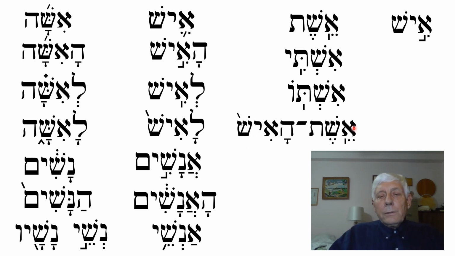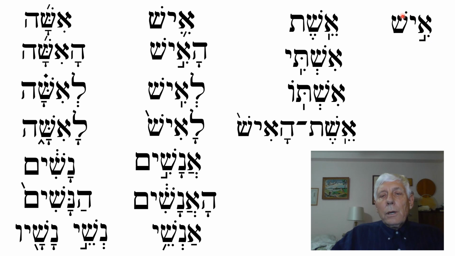So the construct here is tacked together with a maqqef, and maintains the milel accenting of this particular word via the metheg right here. So you've got maqqef, metheg, and then an article on the front of ish. So, the woman of the man.